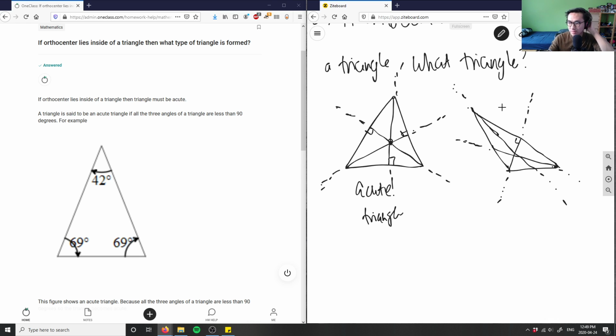Basically, in this example, this will also kind of lie in the triangle. So when we talk about what the answer is, if the orthocenter lies inside a triangle, then the triangle must be acute, right? So here it says again, acute triangle, where all angles are less than 90 degrees. So this here is good.